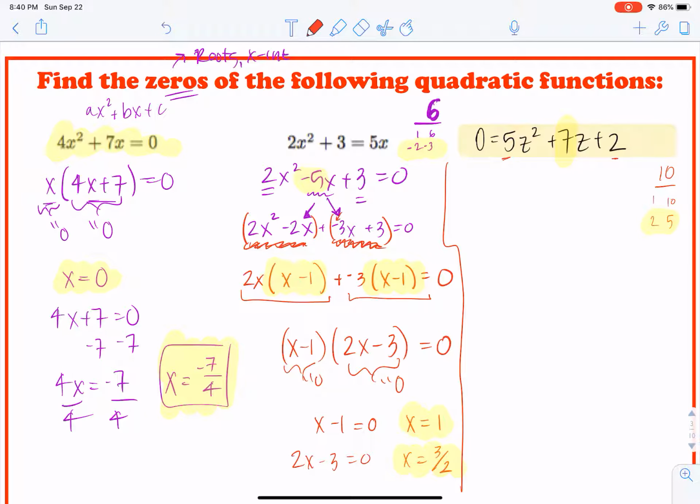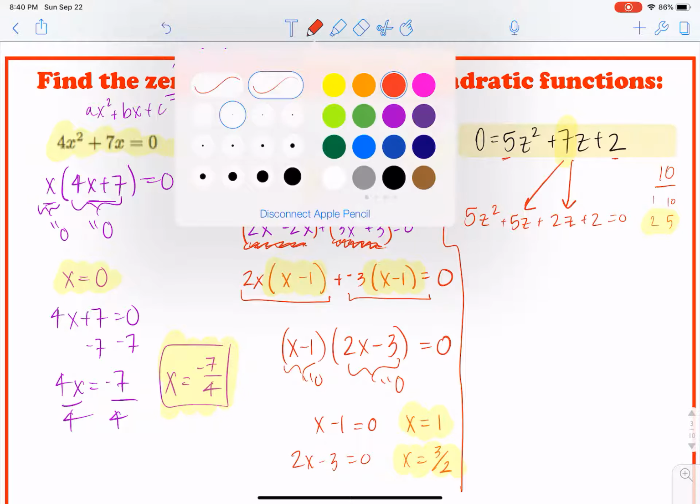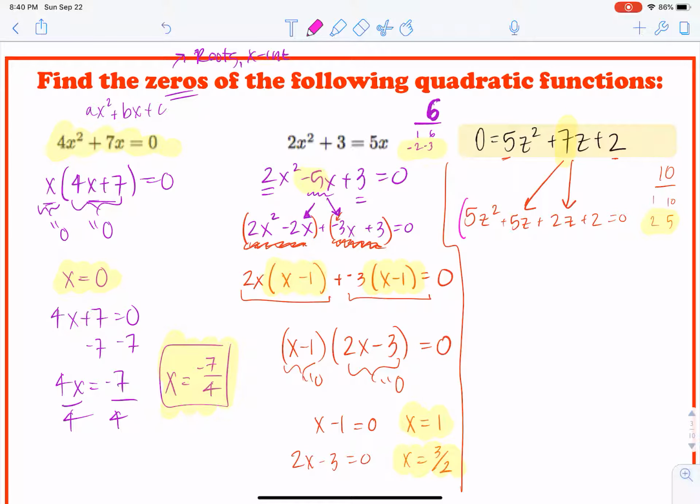So I'll go ahead and rewrite my equation. So 5z squared plus 5z plus 2z plus 2 is equal to 0. So again, I haven't changed what my actual equation is. I've just expanded it a little bit. And going back to factoring by grouping, I'll group the first two terms and the last two terms.